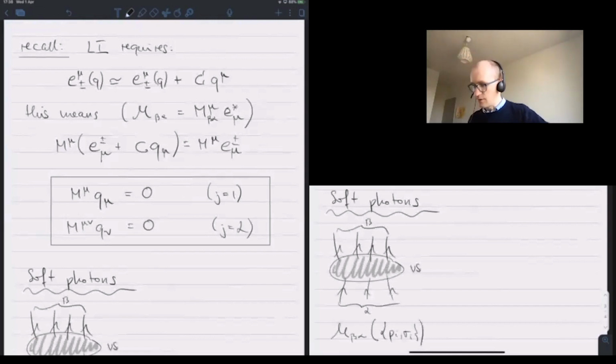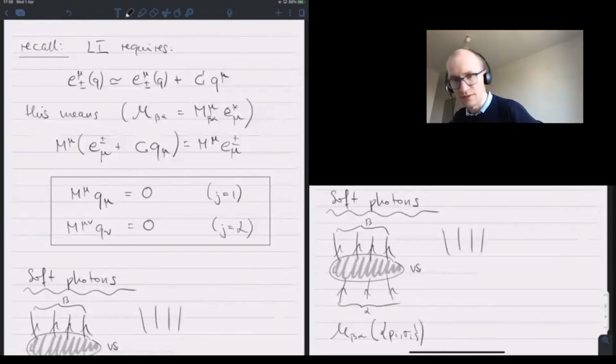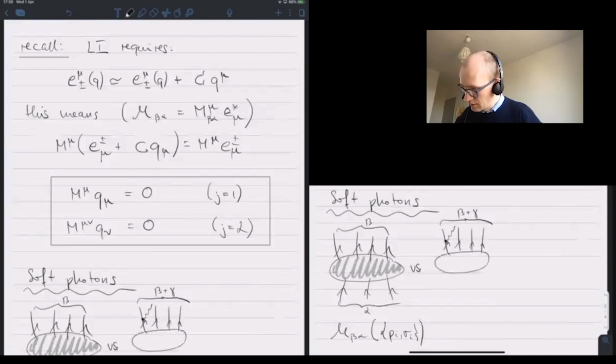And we qualitatively compare this to the same outgoing lines, but let's say we add one soft photon to this outgoing line. This is our new state, beta plus the photon. We have our blob, and we have the same ingoing state, alpha.